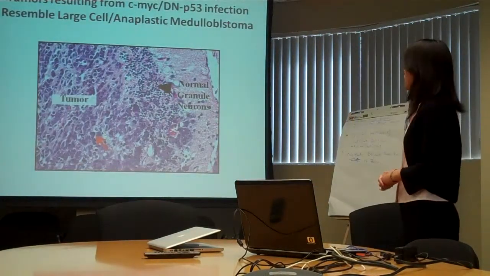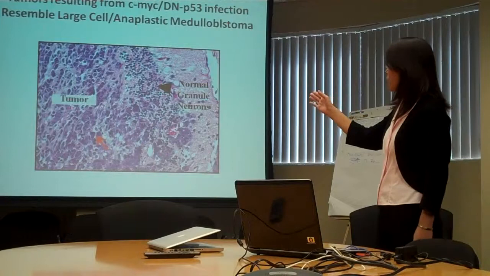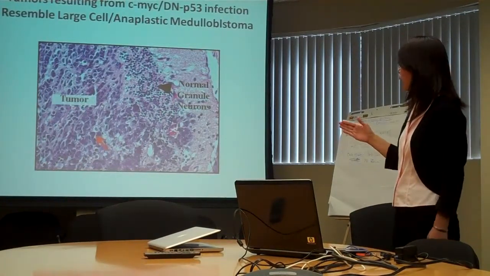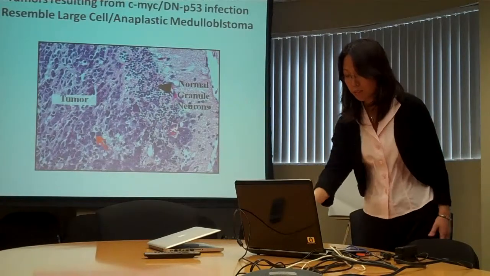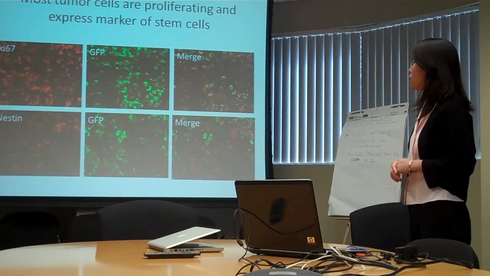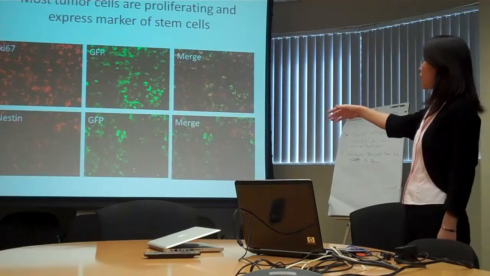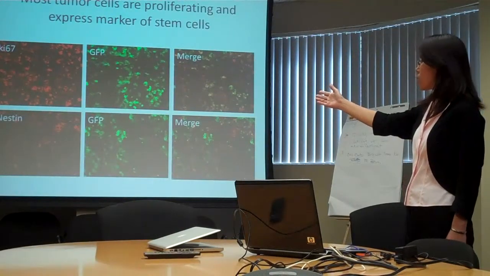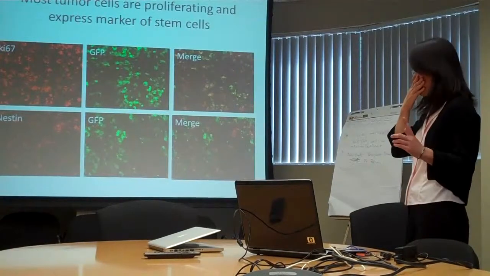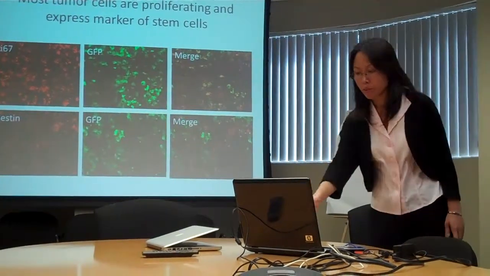This is the HE staining. The HE staining revealed that this tumor consisted of large and heterogeneous cells with prominent nucleoli and abundant cytoplasm. Based on the molecular staining, this tumor expresses high levels of Ki67 and high levels of a stem cell marker. So this figure suggests that this tumor is very aggressive, highly proliferative, and resembles human large-cell anaplastic medulloblastoma.